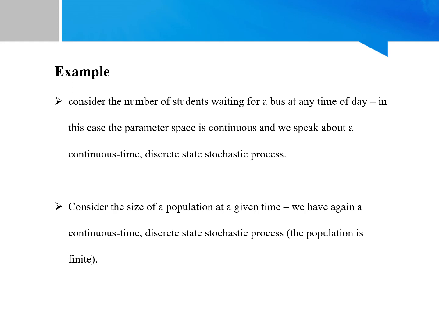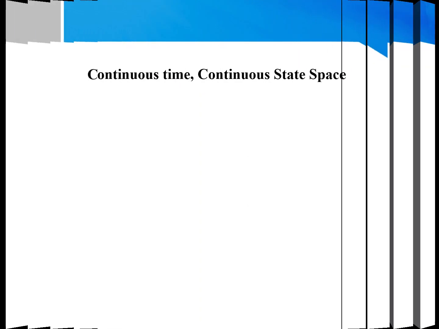The next one is to consider the size of a population at a given time. At any given time the size of a population may be increasing over time. In 2021 it will be a particular number and in 2022 it will vary. No particular time is given, so it can be any time. So again we have continuous time, and the state space will be the number of individuals, that is, the size of the population. So the population is finite and the time is continuous. And the third one is continuous time and continuous state space.